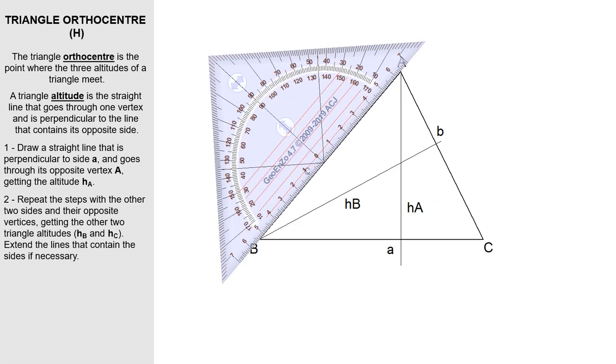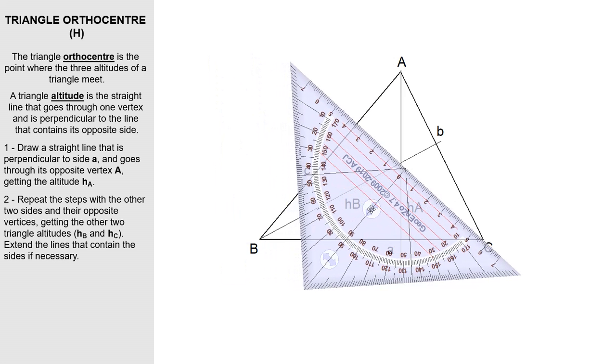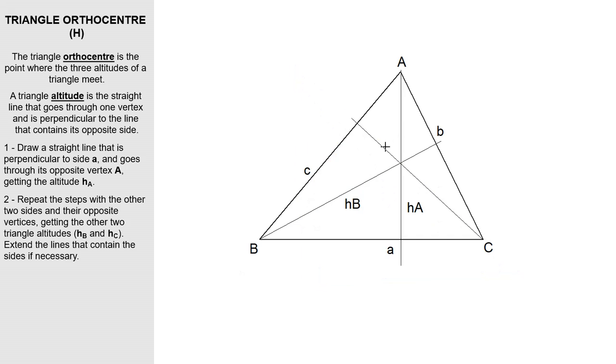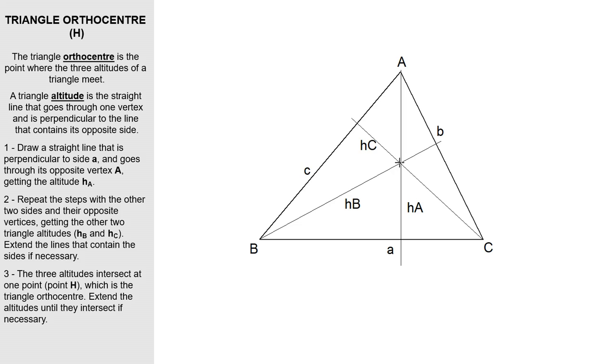And in order to find the altitude of side C, we have to draw a straight line that is perpendicular to side C and goes through vertex C, h sub C. As we can see, the three altitudes meet at this point H, which is the triangle orthocenter.